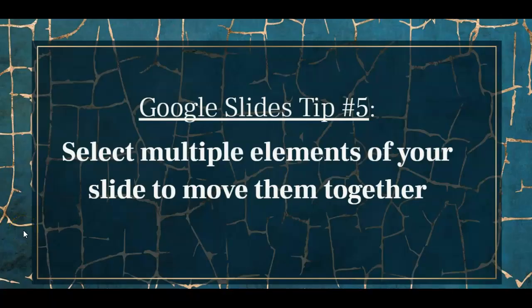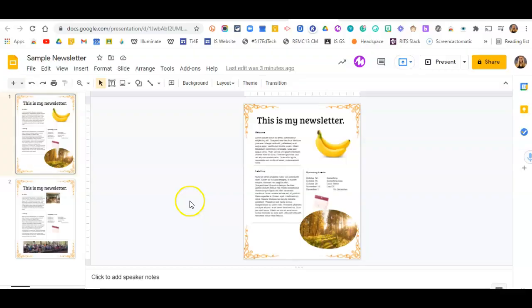The next tip is showing you how to select multiple elements of your slide to move them together. So let's say you have an image and text that you're just trying to tweak ever so slightly. Maybe they're not centered or aligned the way you want them, but you want them to be spaced out evenly. You can actually select both the text and the image and move them at the same time. So in my sample here, let's say I want to adjust the title and this image right here at the same time. I like their distance from each other, but let's say I want to move everything over a little bit to the right or maybe up.